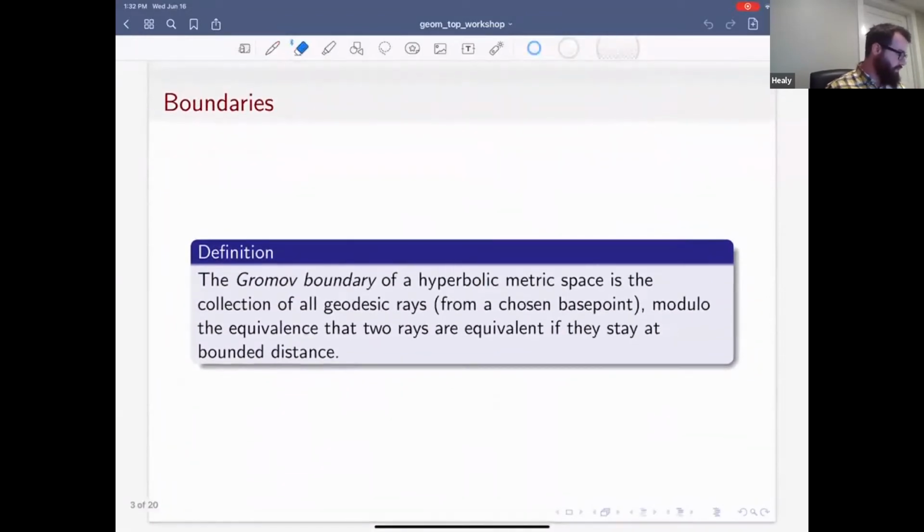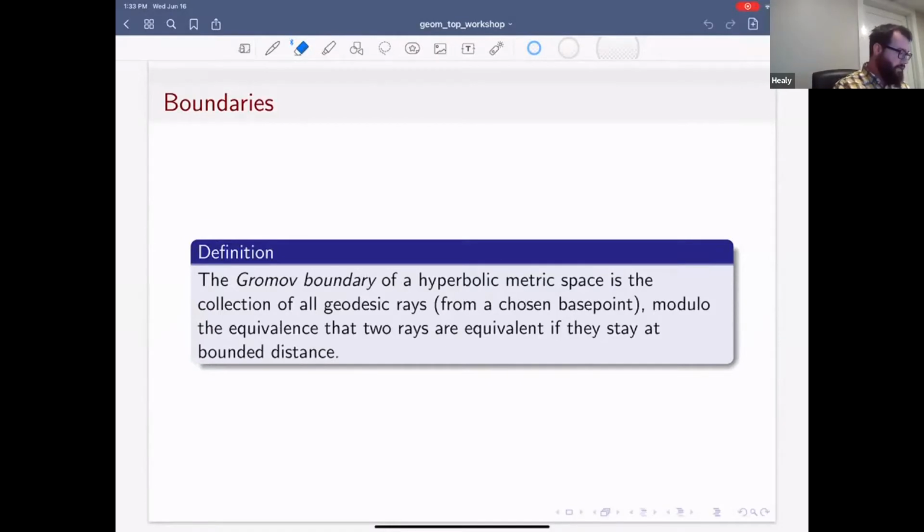Hopefully you've seen this definition before, but in case you haven't, one way of giving a boundary to a certain class of group is, let's start with a boundary of a space. If you have a delta hyperbolic metric space, then you can give it a boundary in the form of the Gromov boundary, which is just: pick a base point, consider all geodesic rays emanating from that base point, and consider two rays equivalent if they stay bounded distance for all time. And that's one way to give a boundary to a space.